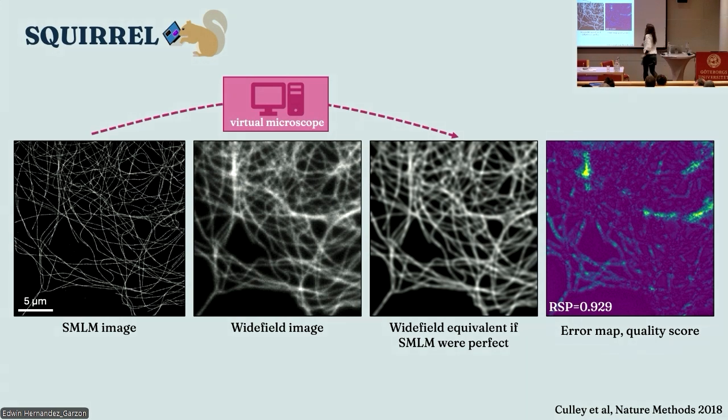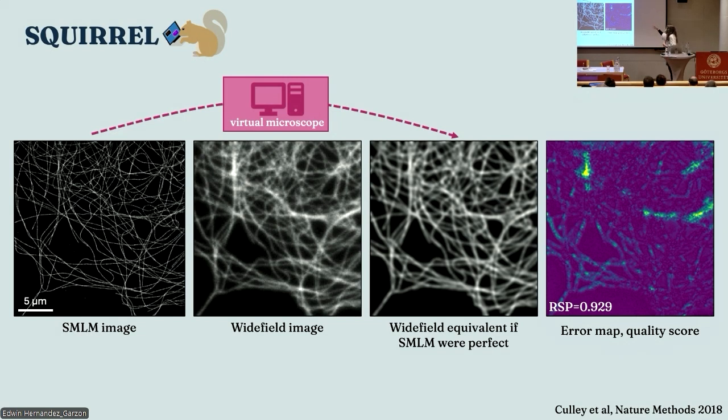So our real wide field image and our theoretical wide field image, and differences between these will give us this error map, which highlights where there are discrepancies, and some kind of magic metric which will tell you how similar they are. This is based on the Pearson's correlation coefficient. 0.929, wow, must be good. Okay, so that's one way we can try and assess the quality of images.